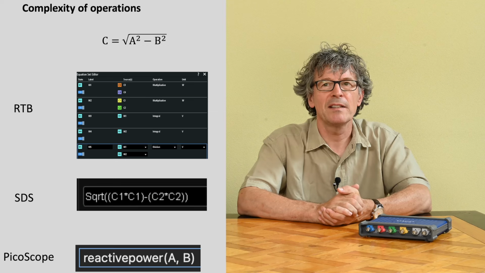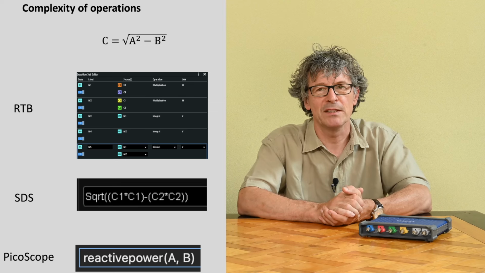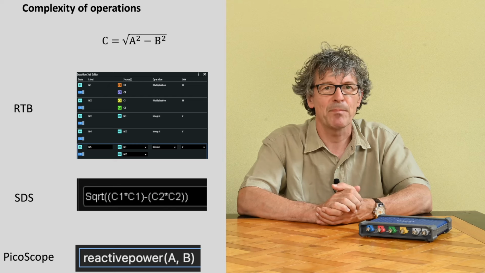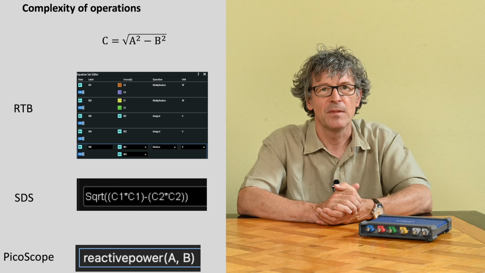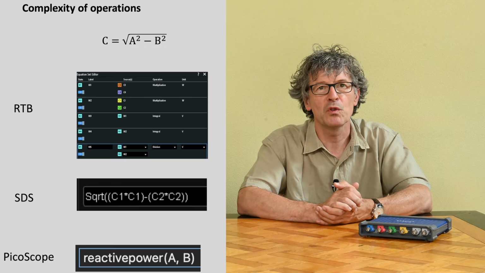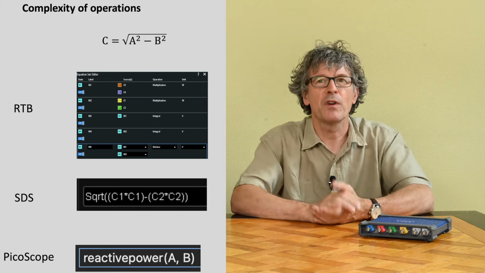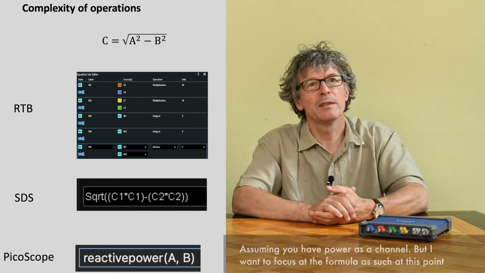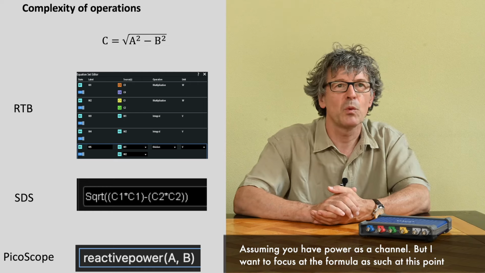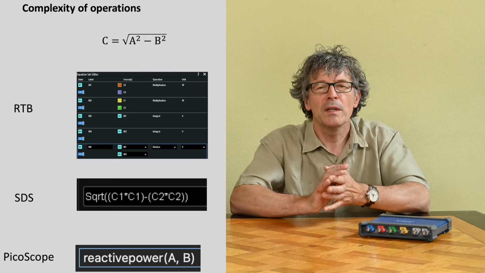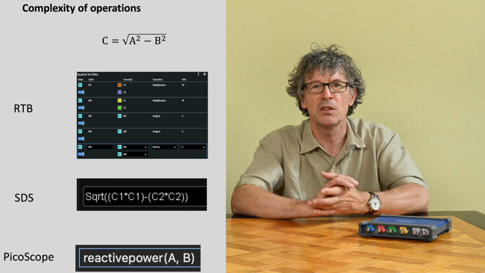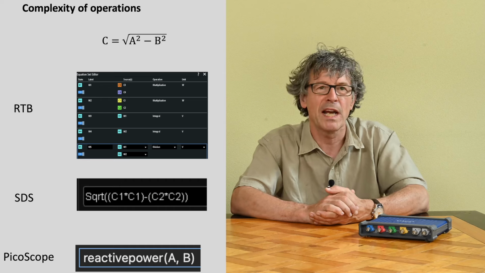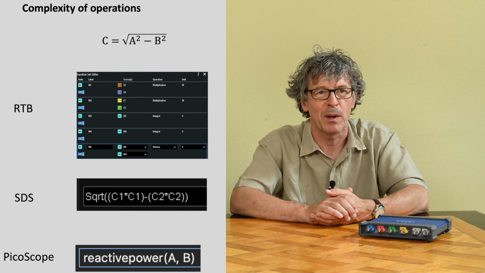Let me illustrate that with a formula that I used, I think, in one of my recent episodes: the one for reactive power in power analysis. C equals the square root of A squared minus B squared. The three devices that I'm looking at today can do it, but they do it in rather different ways. On the Rohde and Schwarz RTB, you can do it, but you need to use all the math channels, and each of them just does one single function, building on each other's output. It's a bit complicated, but it is possible if required.